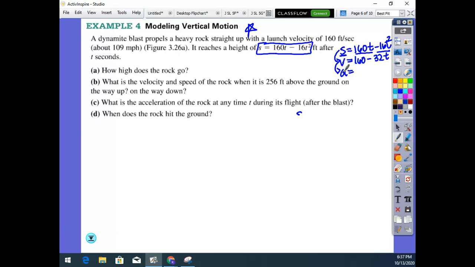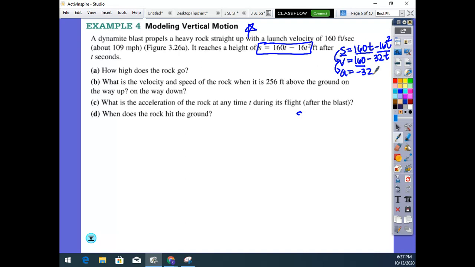This is your key to solving everything in this problem. The derivative of my constant is 0. The derivative of negative 32t is negative 32, and in this case, feet per second per second. For those of you in physics, that should ring a bell. That's your acceleration due to gravity.